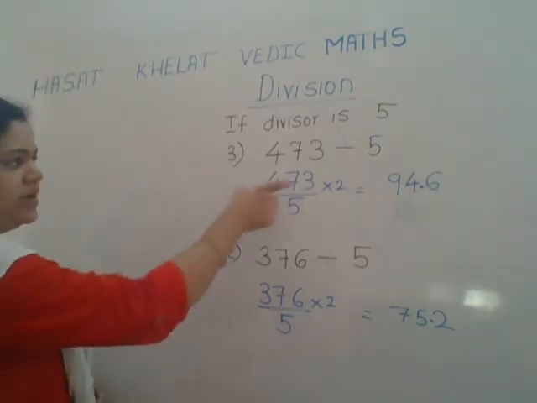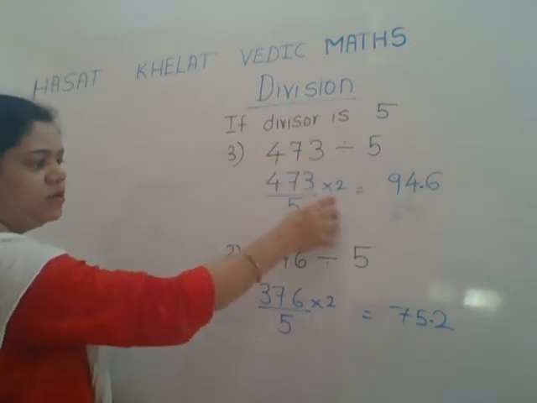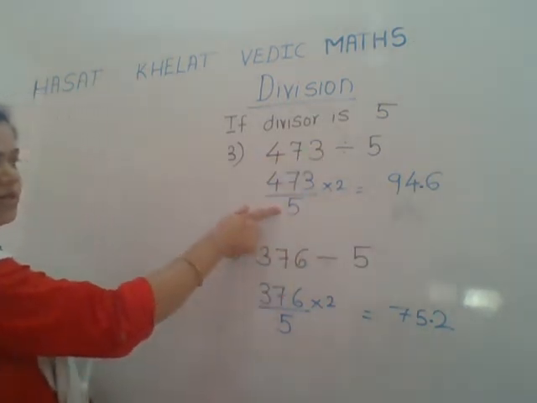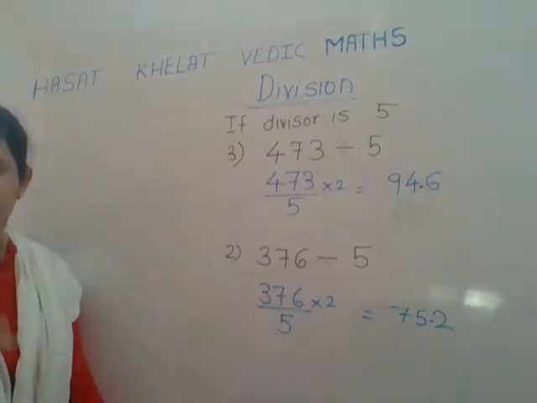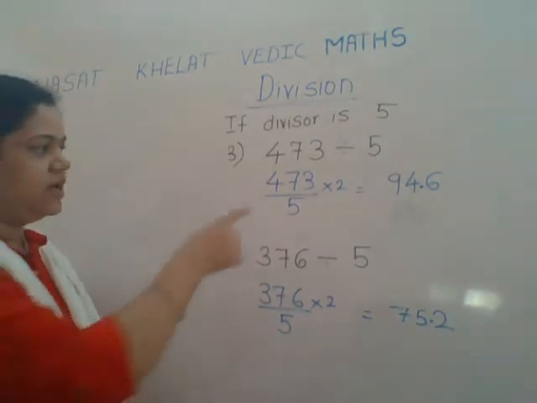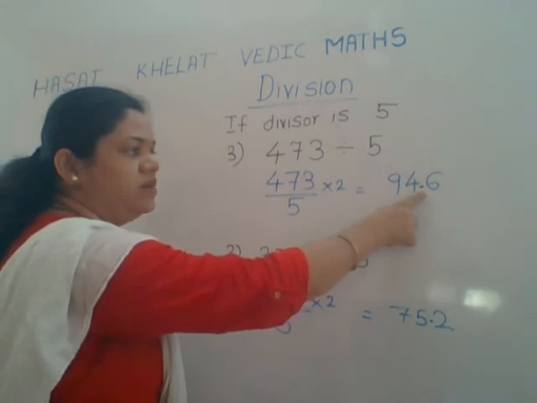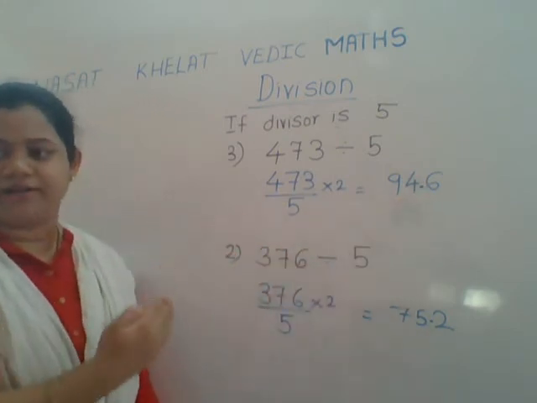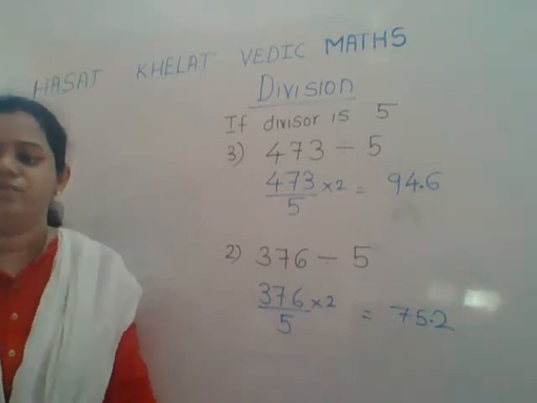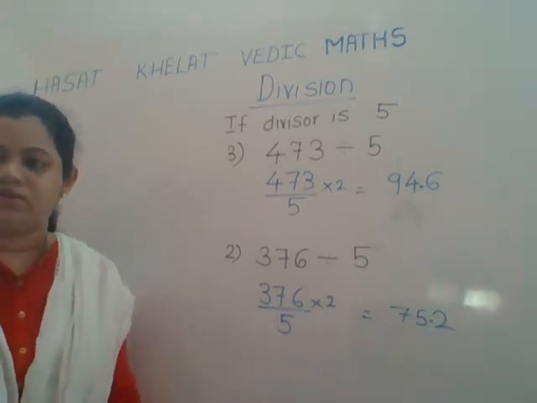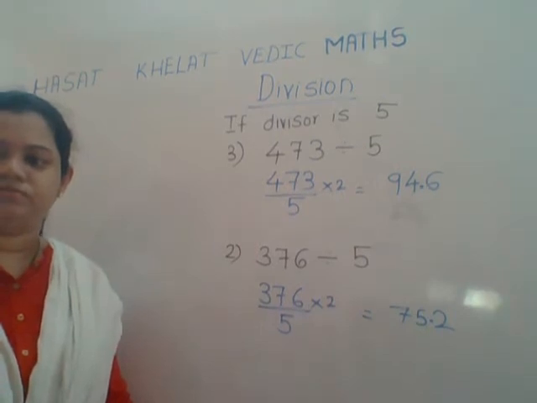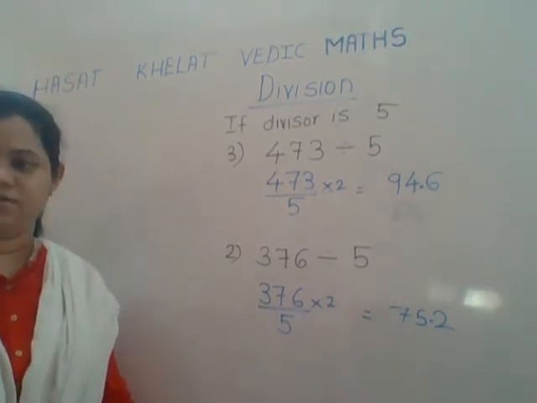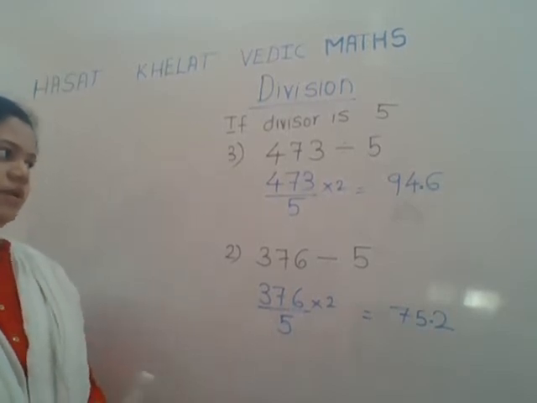You have to just multiply the given dividend by 2 and put a decimal point. Since the divisor is only one digit, that is 5, the decimal goes after one digit from the right-hand side. Is the method clear now? Yes. Very good, very good.